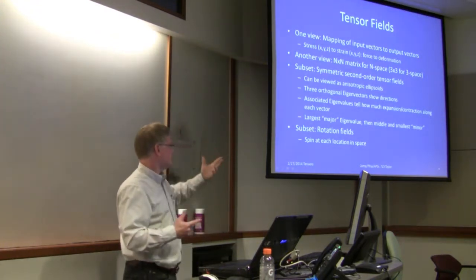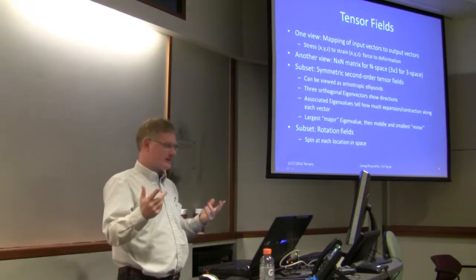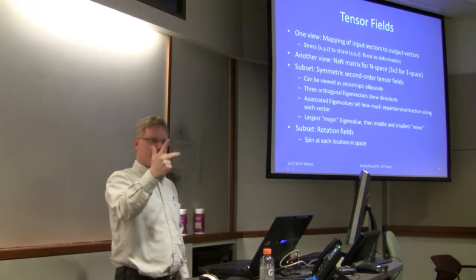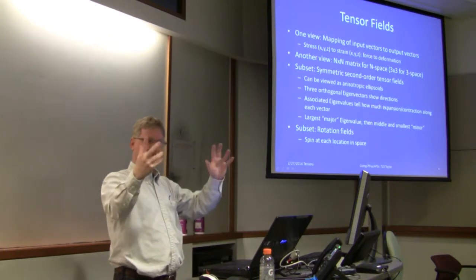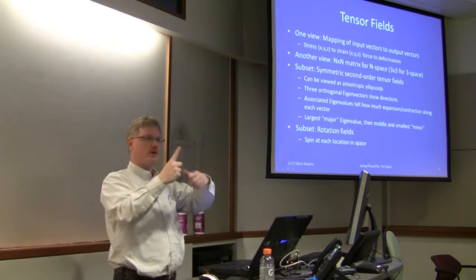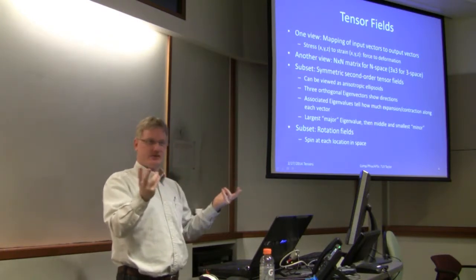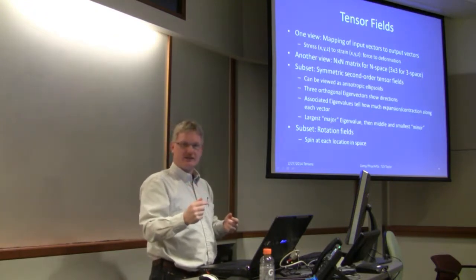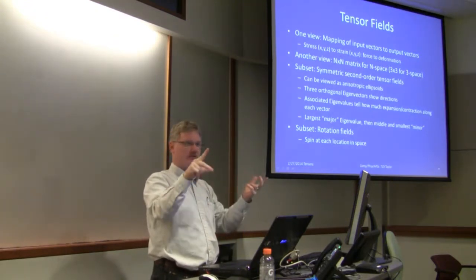So then a rotation field is another subset, right? It's not symmetric second order. It's something that's got a rotation at kind of every point in space, and it's got one eigenvector, and that's all the eigenvectors that it has, because every other vector goes to a different vector.